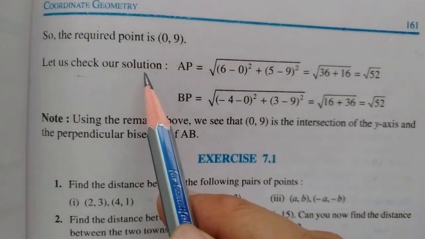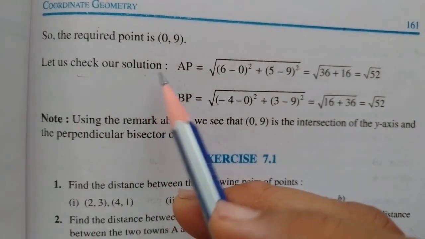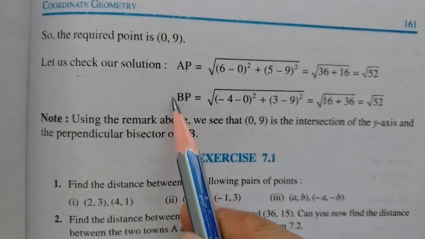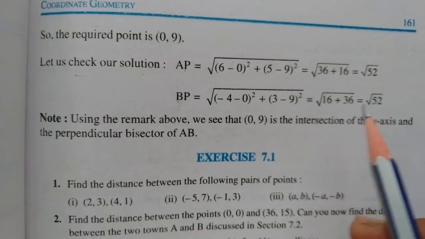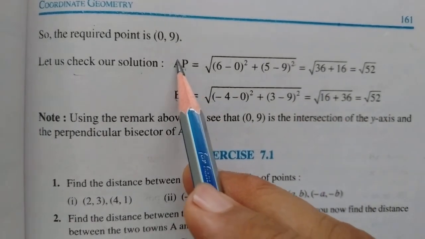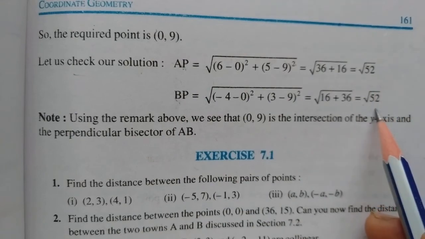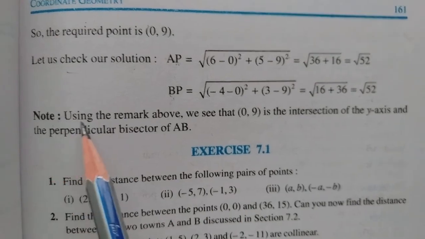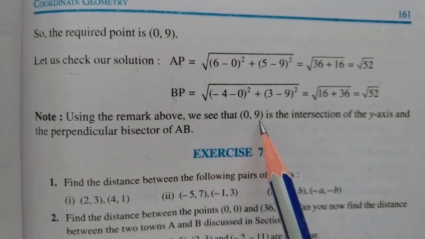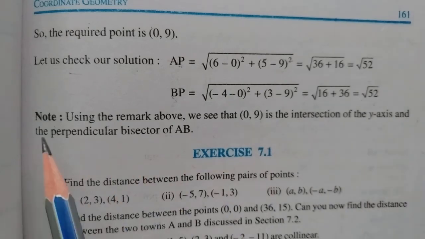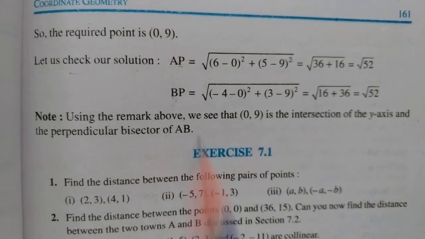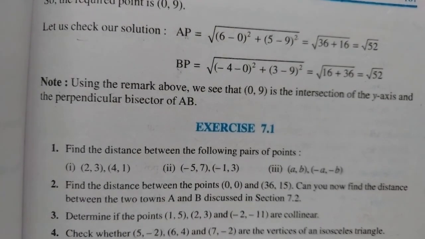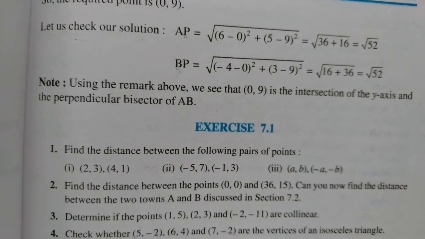Now children, let us check our solution. It can be asked or it may not be asked. AP is equal to root 52, BP equal to root 52, means what? Given point P is equidistant from A and B, root 52 we are getting, children. Okay, now one note is given. Using the remark above, we see that (0, 9) is the intersection of the y-axis and the perpendicular bisector of AB.